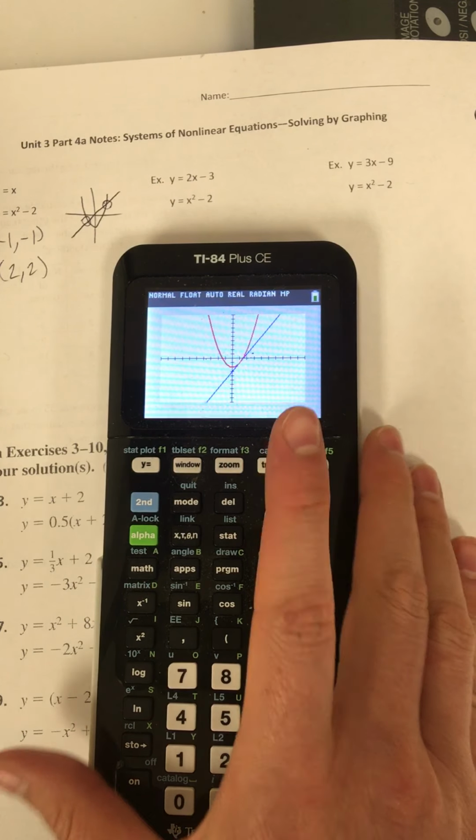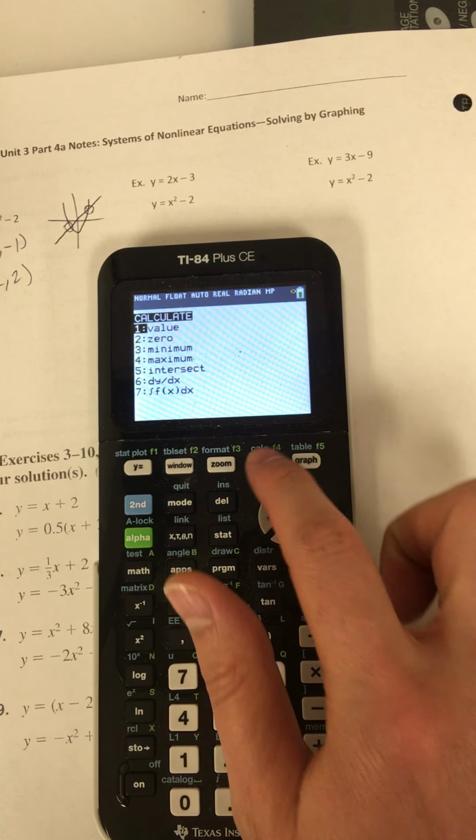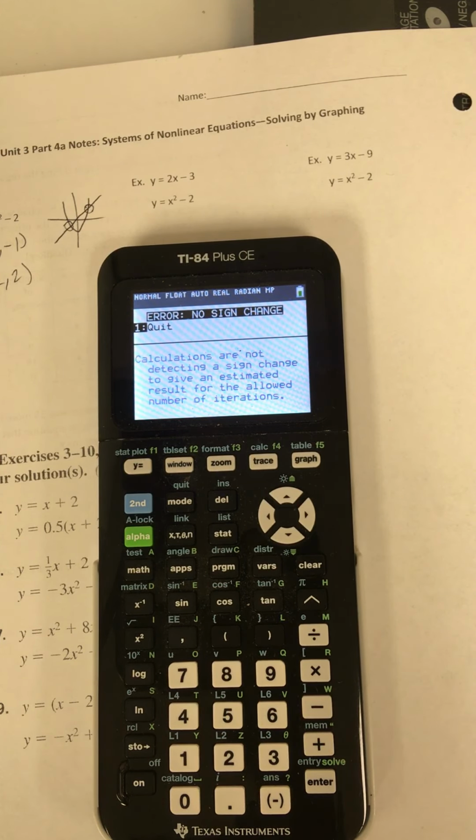Let's just make sure. I'm going to show you what happens when you do this one. If you hit second trace, we want the intersection. So if you hit 5, then enter, and then enter again, and then enter one more time, this happens sometimes. You get an error. It doesn't mean we did anything wrong. Let me show you how to fix this.